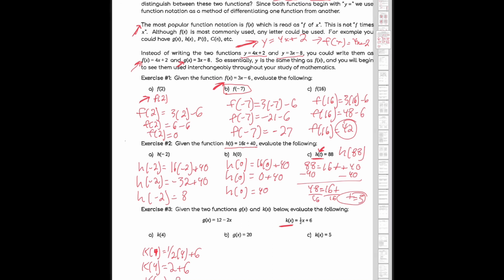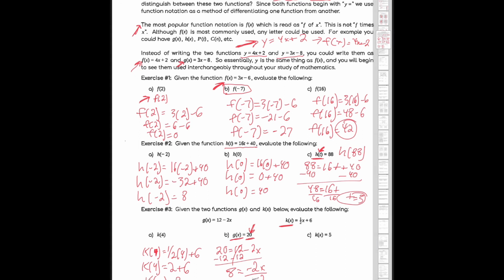G of x being 20, again, this is one of those examples where we're not plugging in 20. We're setting it equal to 20. 20 equals the function g of x. Subtract 12, and you should get that negative 4 is equal to x.